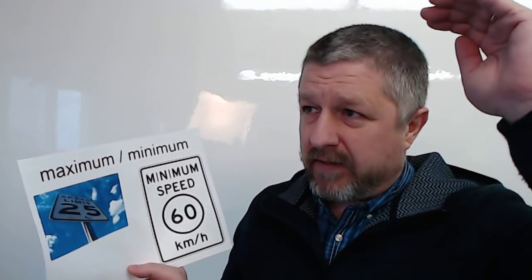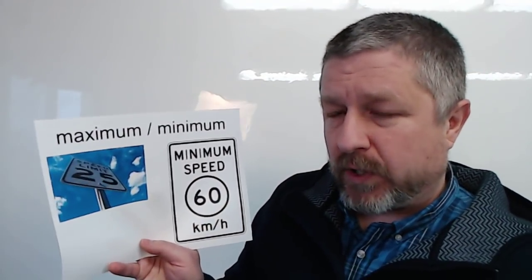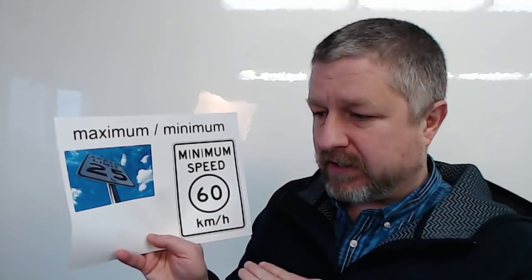So that the maximum is always the most, or the highest limit. Sometimes when you go on an elevator, it will say maximum 10 people. That means only 10 people can go on the elevator. But here we have a sign that says minimum speed 60 kilometers an hour. That means that you can't go slower than that. So that's the lower limit now, okay?